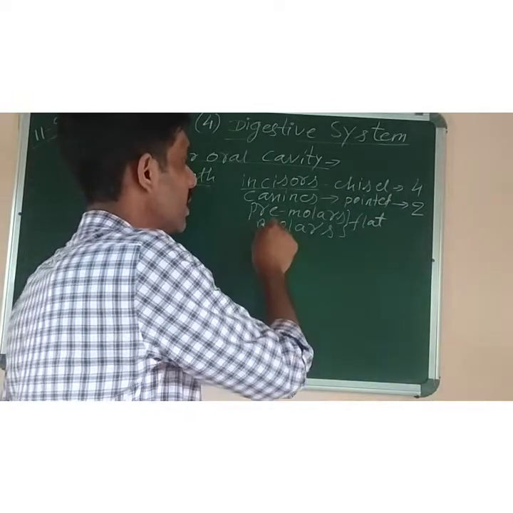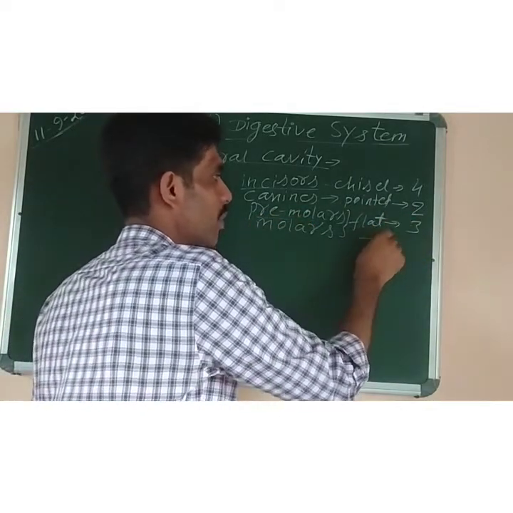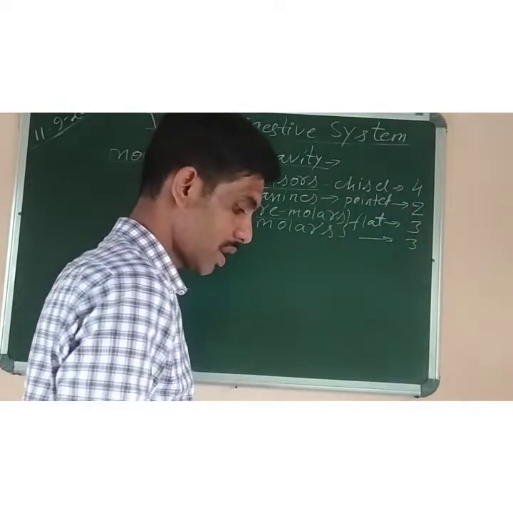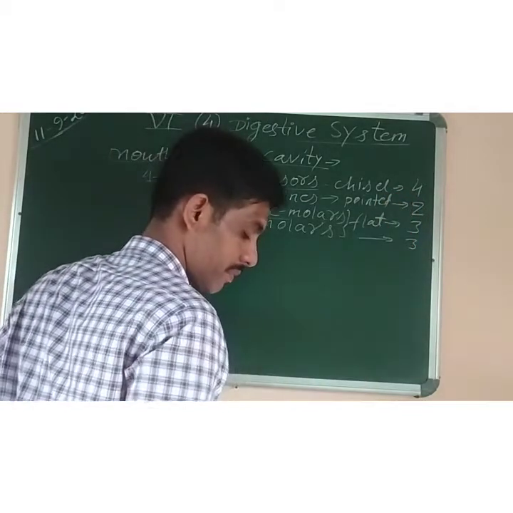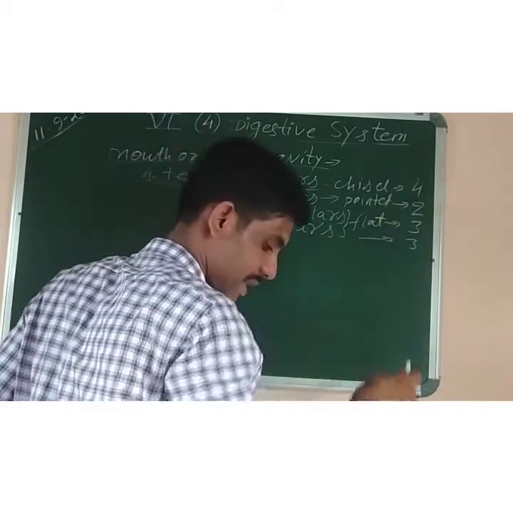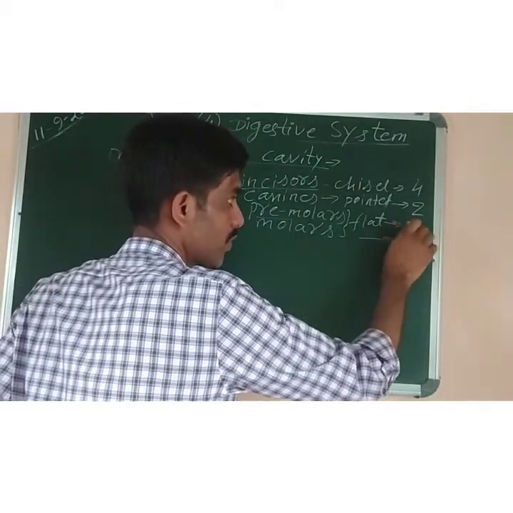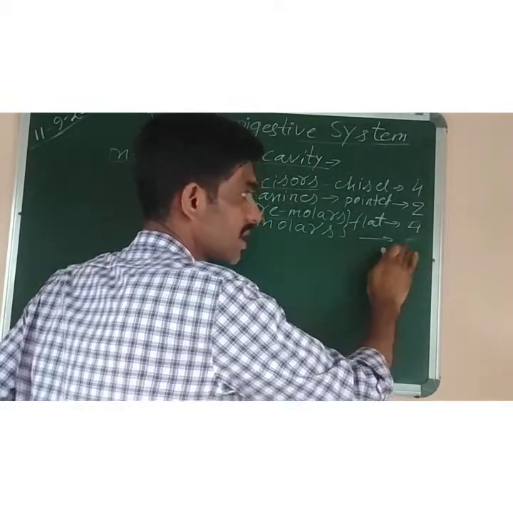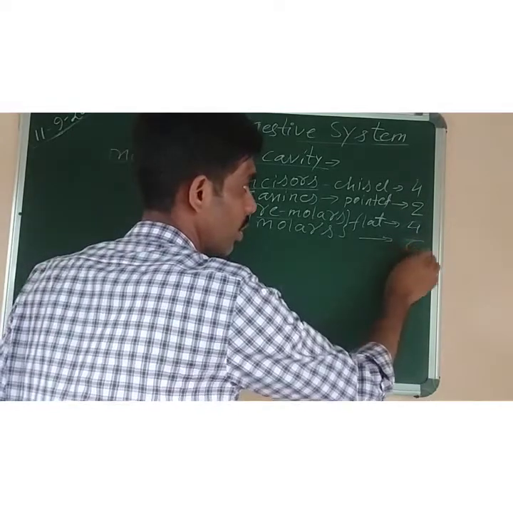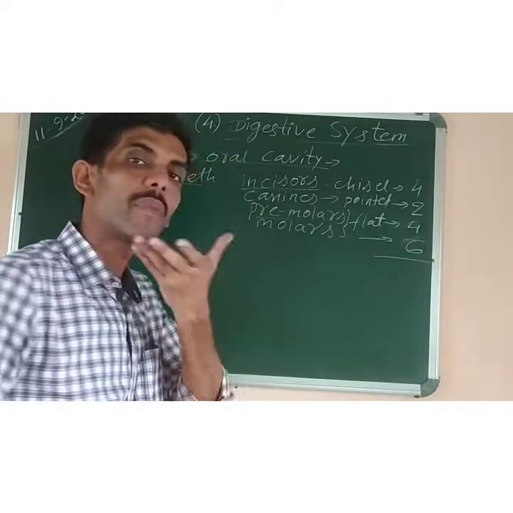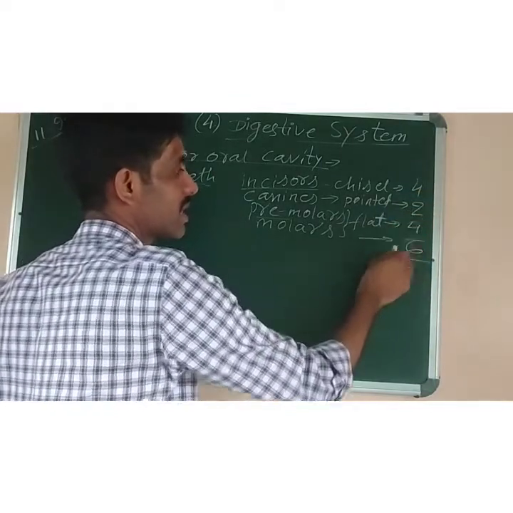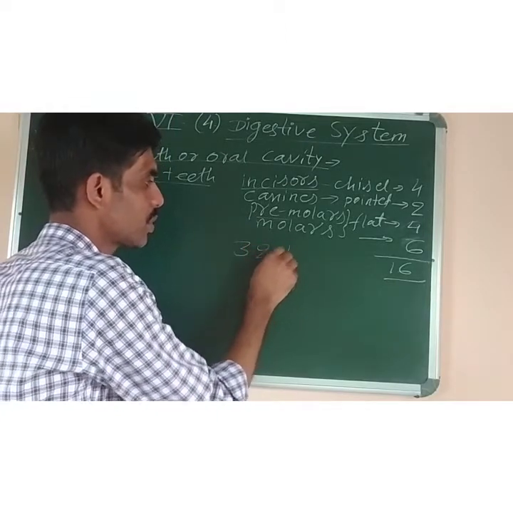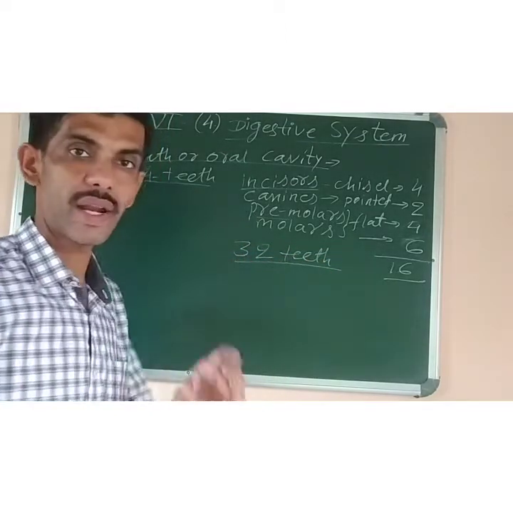Now premolars, there are 3 and molars also 3 on each side. So 3 plus 3, 6. Incisors 4 and canines 2, so 6 plus 4 is 10. And molars are there, 3 on this side and 3 on this side, so half of the jaw totals 6. If you count it in the upper jaw, 10 plus 6 is 16. So one jaw contains 16 teeth, which means an adult human being has 32 teeth. The total number of teeth in the adult is 32.